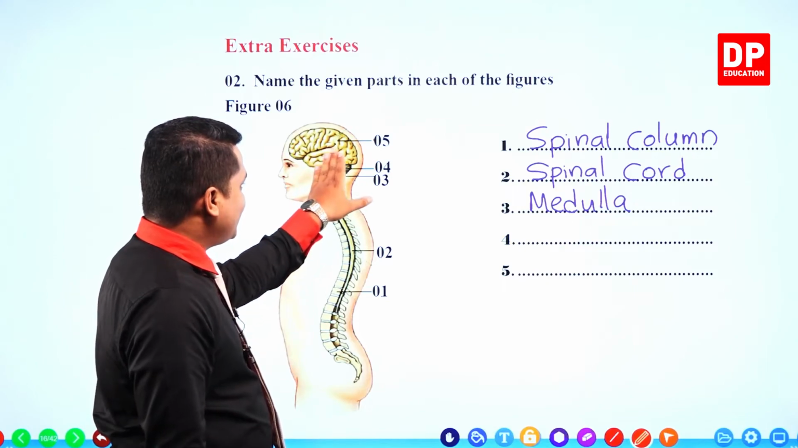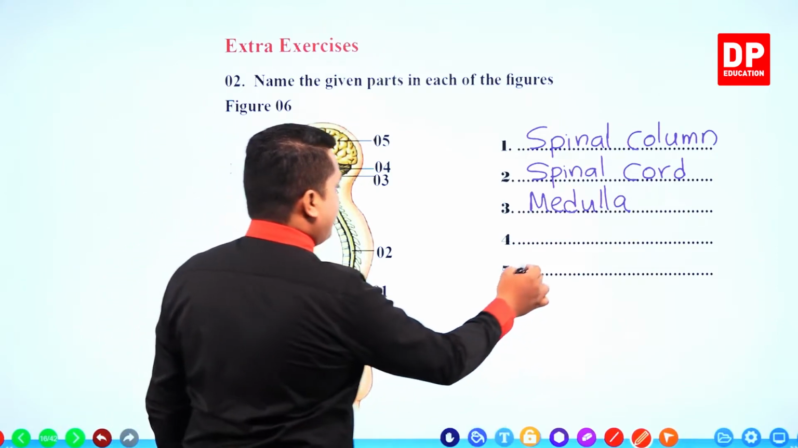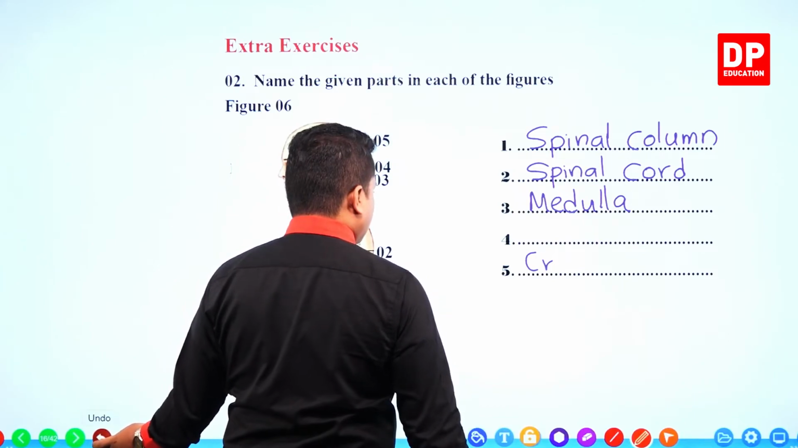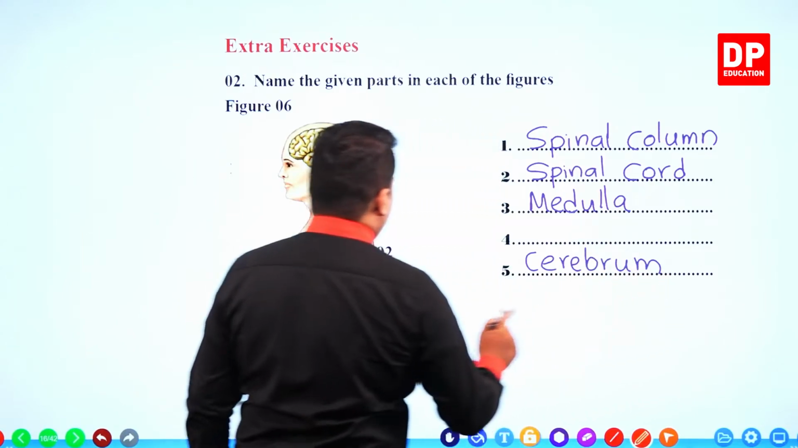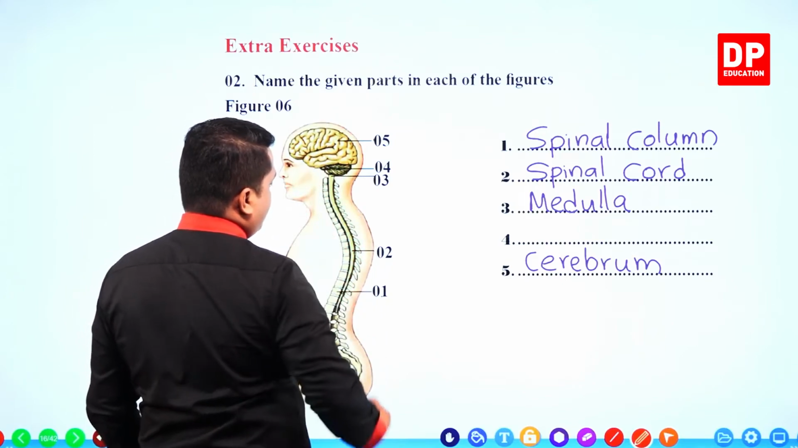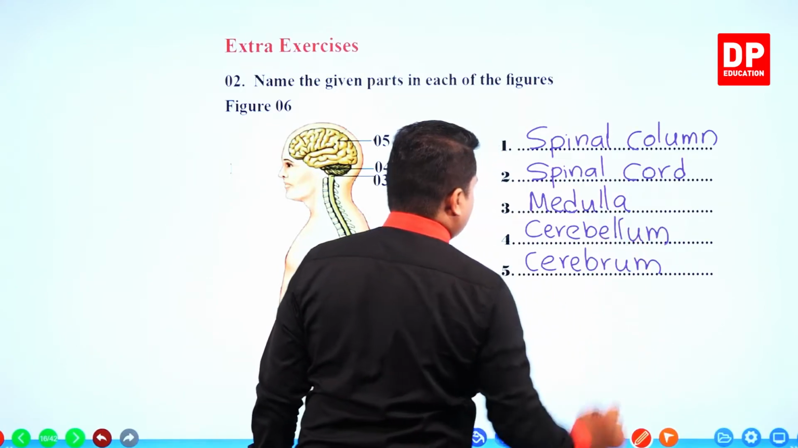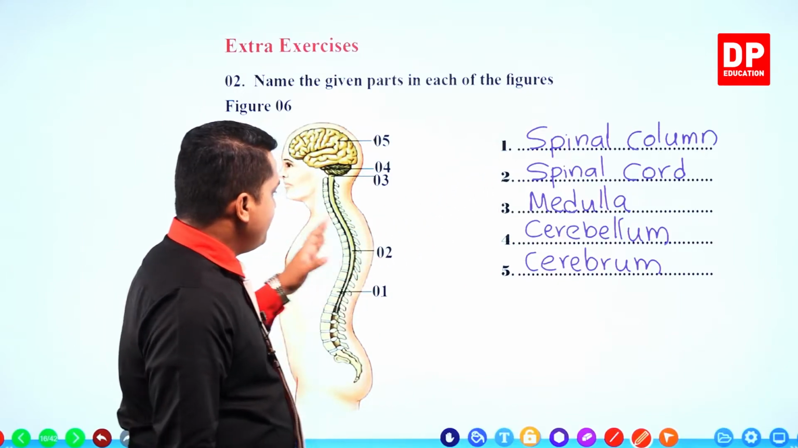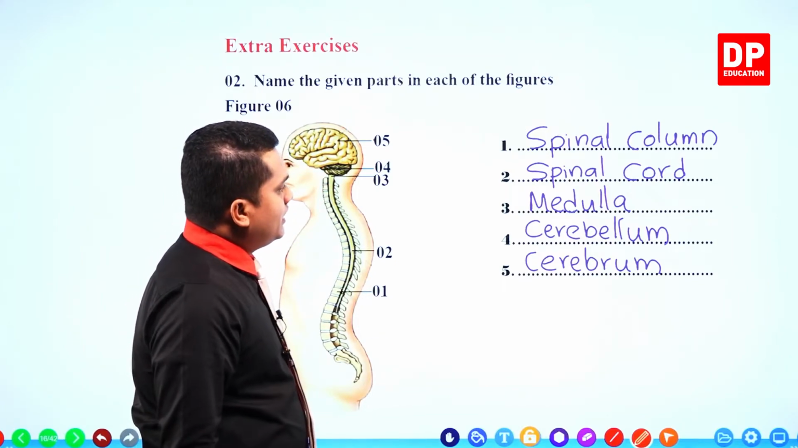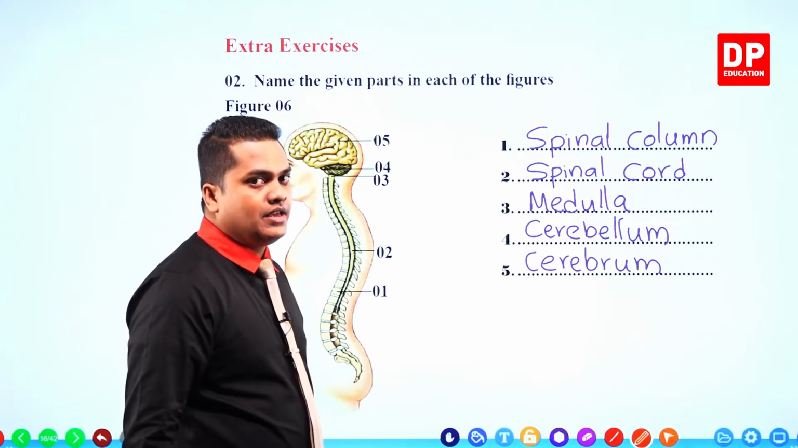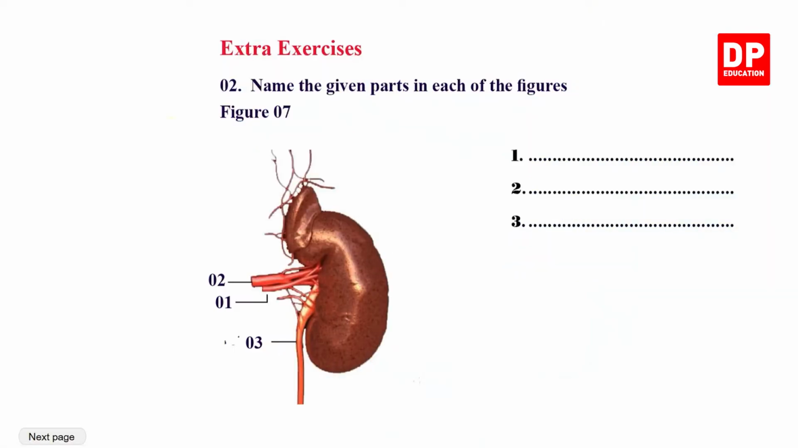right? Number 4, you know that the largest part of the brain is the cerebrum. So we'll name cerebrum. Cerebrum is the largest part of the brain. Then number 4, my dear children, beneath the cerebrum you can observe cerebellum. So spinal column, then the spinal cord, medulla, cerebellum, and finally the cerebrum. Right. Name the given parts once again.